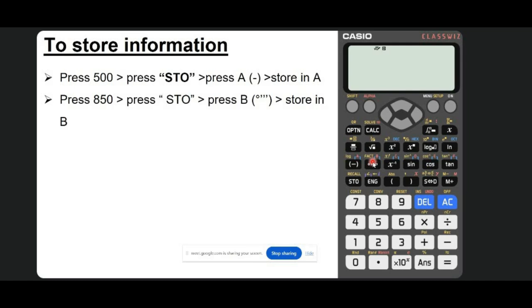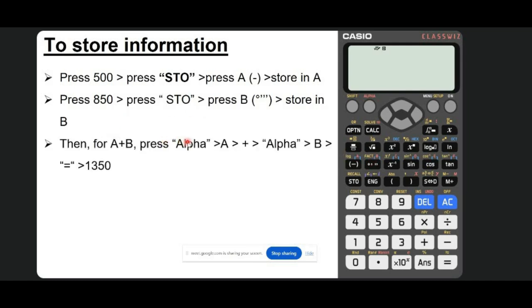So when you want to use these two values, you can just press the A and B symbol. For example, I want to add 500 plus 850, so I want A plus B, because 500 is A and B is 850. So I need to press alpha, the symbol beside shift, alpha, and then I press A, and then press the plus sign, and press alpha again. Now I press B.